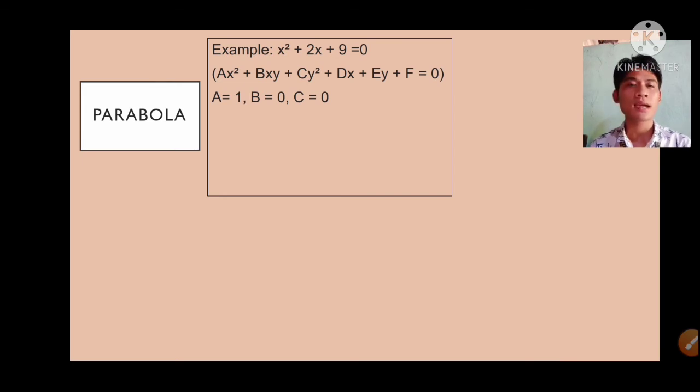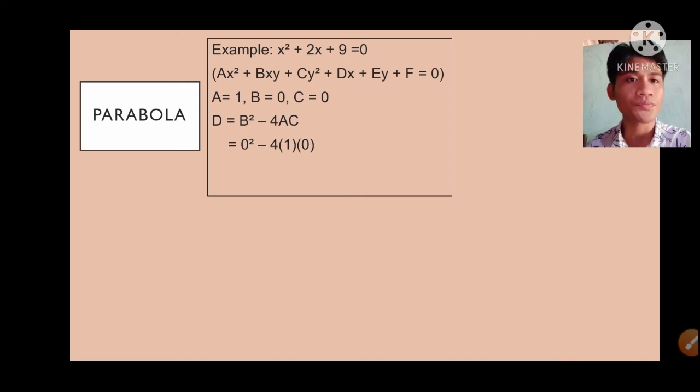Next is the c, which is also equal to 0, since again the variable y squared doesn't exist in the given example or equation. So let us proceed by substituting the given a, b, and c into the formula of our discriminant, which is d is equal to b squared minus 4ac. Substituting, we find 0 squared minus 4 multiplied by 1 multiplied by 0.